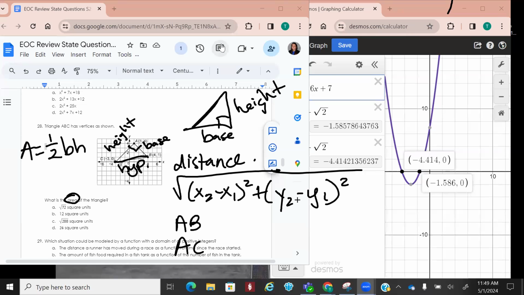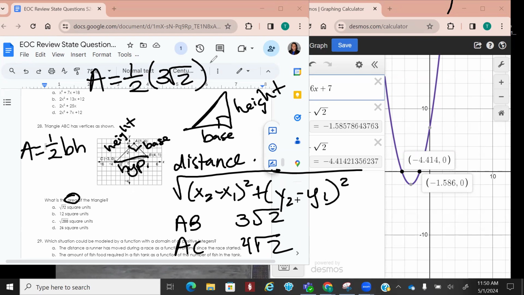Okay, so when you solve these, you should have gotten something like 3 square root of 2 and 4 square root of 2. You might have gotten the decimal version. That's okay. Now, we're still not done with finding the area. You've got to plug it into the area formula, which is 1/2 times 3 square root of 2 times 4 square root of 2. You type that into your calculator, you're going to get B as your answer.